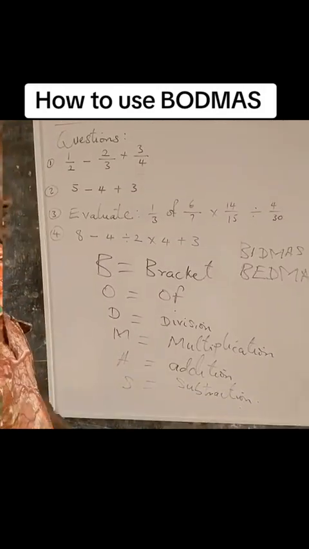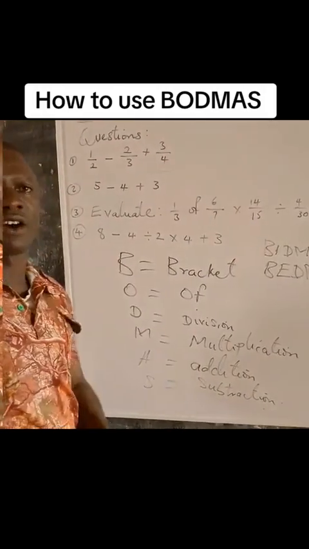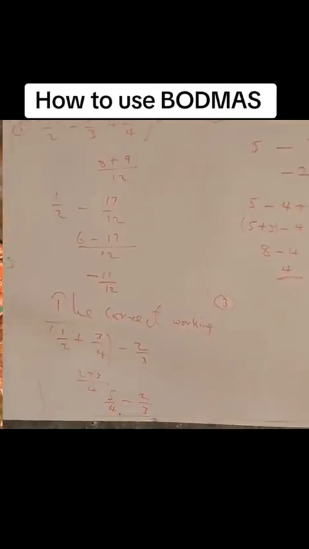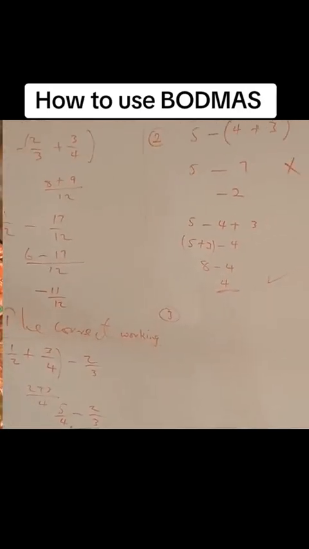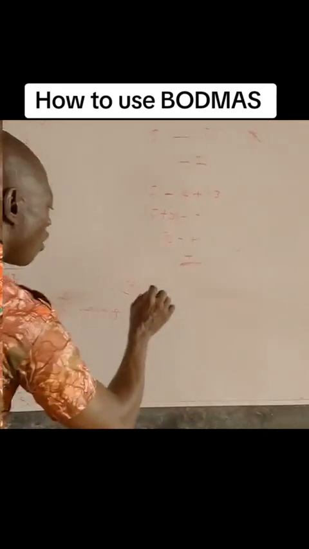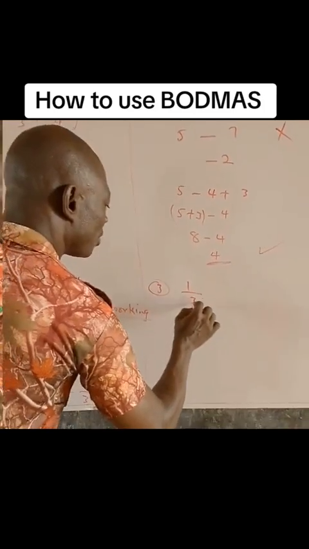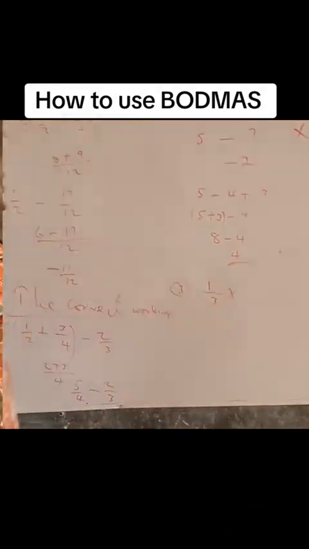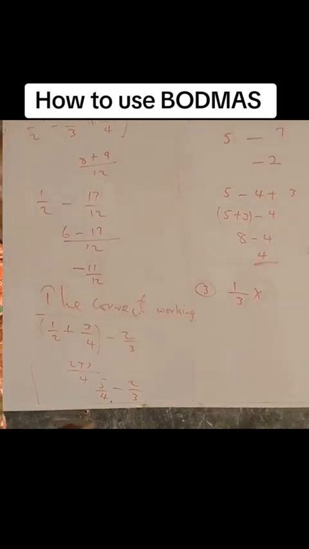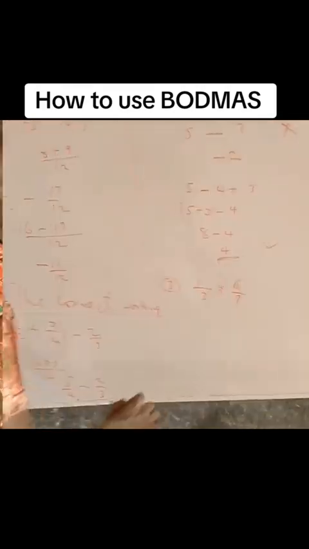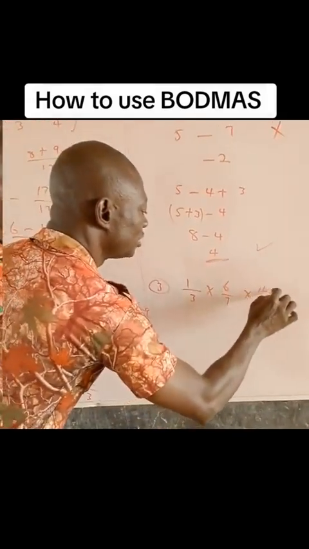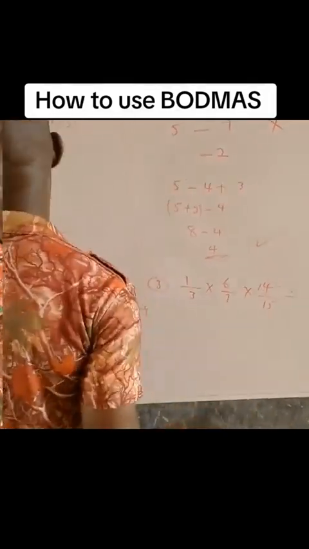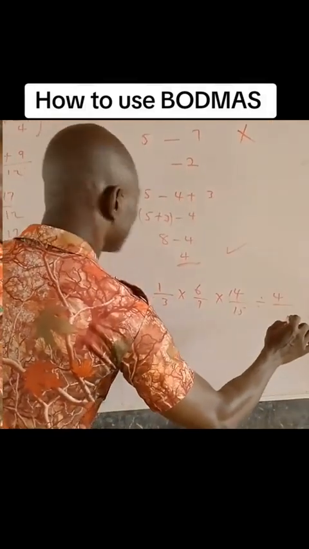Let us solve question number 3 before we go to the summary of all this. Question number 3 wants us to evaluate this number. Wherever you see "of", as we have 1 over 3 of, I will use the multiplication sign to represent the "of". I will change "of" to multiplication. 1 over 3 of 6 over 7 times 14 over 15 divided by 4 over 30.